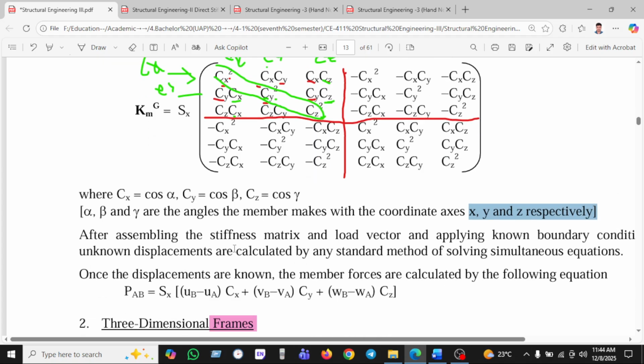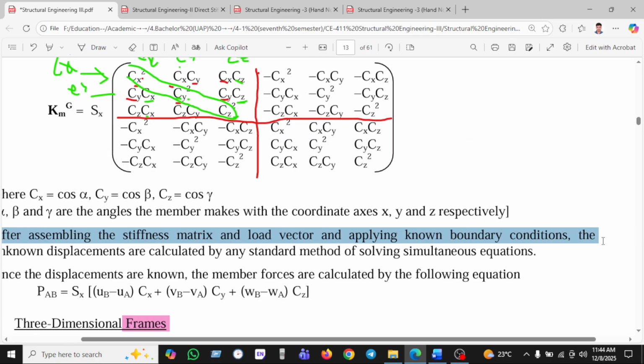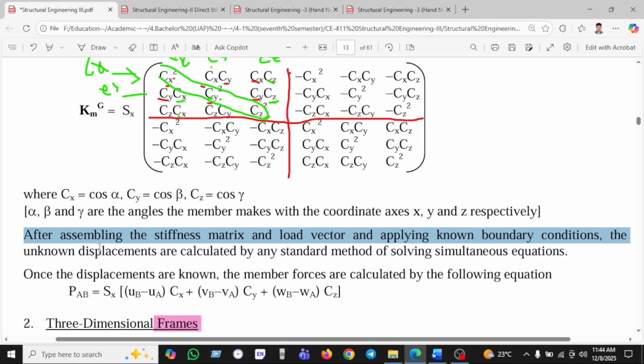After assembling the stiffness matrix and the load vector, and applying the boundary conditions, the unknown displacements are calculated by the standard method of solving simultaneous equations.